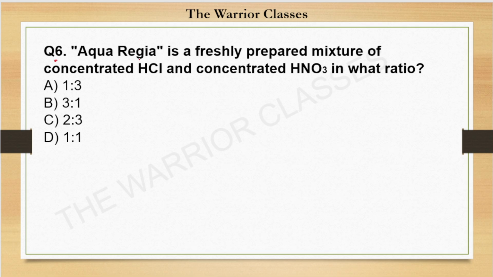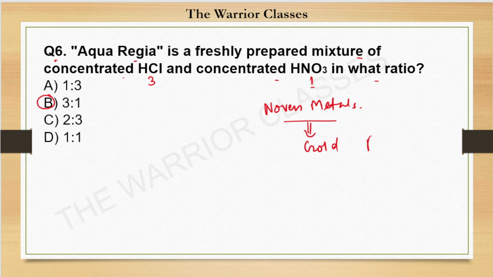Question number 6. Aqua regia is a freshly prepared mixture of concentrated hydrochloric acid and concentrated nitric acid in what ratio? And the correct answer of the question will be option number B, 3:1. Three parts of hydrochloric acid and one part of nitric acid. And it is one of the few reagents that can dissolve noble metals, right? The noble metals are like gold, platinum, etc. Now moving to the next question.